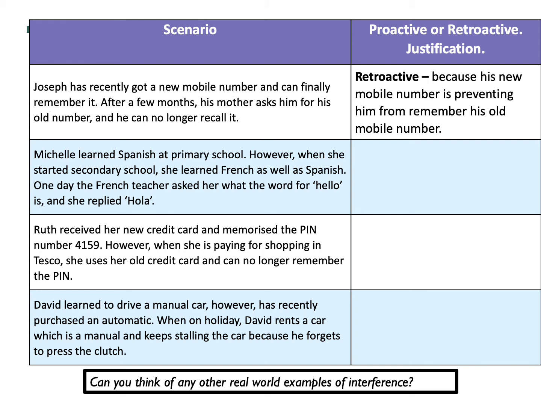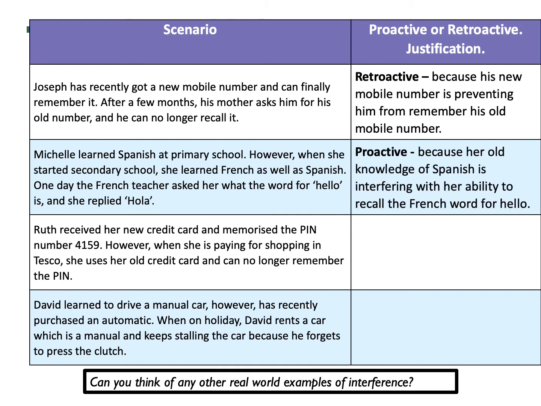Michelle learned Spanish at primary school. However, when she started secondary school, she learned French as well as Spanish. One day the French teacher asked her for the word hello, and she replied hola. This is proactive interference because her previous learning for Spanish is interfering with her new learning of French. And we're going to look at why this happens, especially when two things are quite similar, like Spanish and French. Forgetting will happen more because of the similarity of the materials.